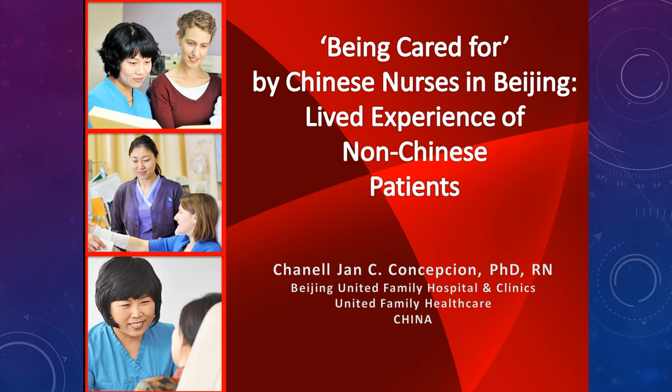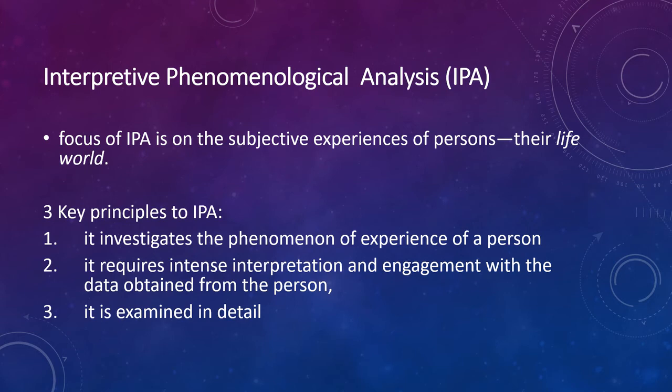So the other branch of hermeneutic phenomenology is interpretive phenomenological analysis, IPA. You can see this in many books and in many research articles. The focus is the subjective experience of a person, their life worlds. And there are three key principles to that. It investigates the phenomenon of experience, which is similar to other phenomenological researches. It requires intense interpretation and engagement with the data obtained from the person and examines it in detail.